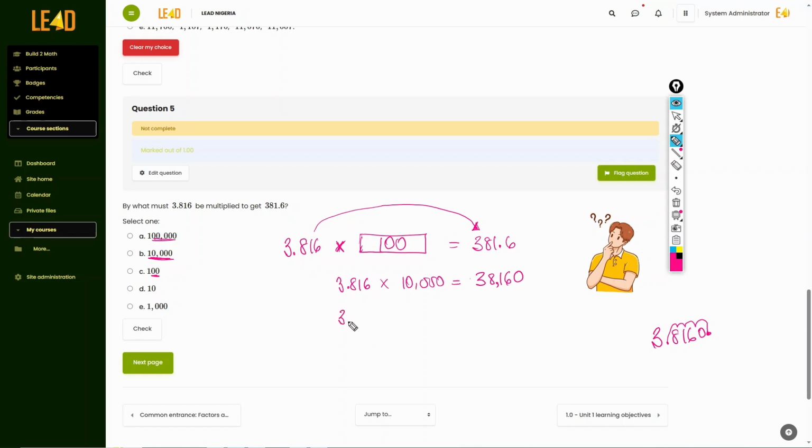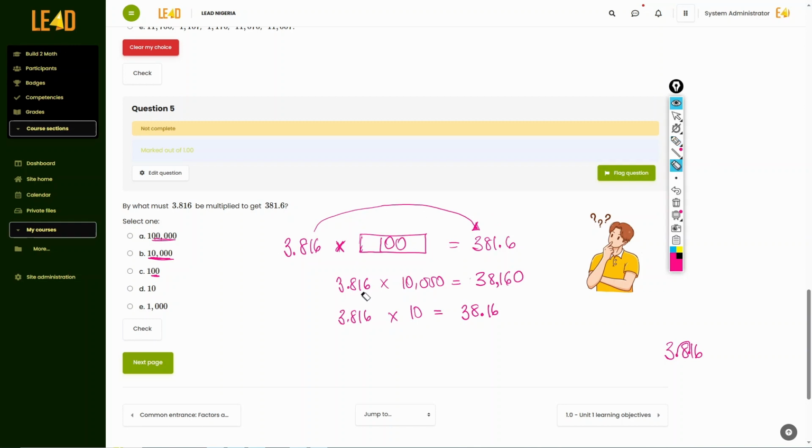If I multiply 3.816 by, let's say, just 10, for instance, my answer will be, so 3.816, I'm going to move only one step, because I'm multiplying by 10. If I move one step, I would have 38.16. So that's how it works.